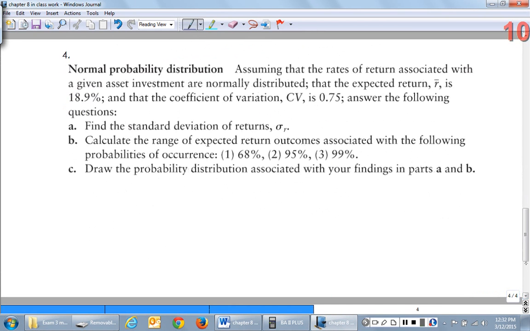And number 4. Here we're going to look at the normal probability distribution. We are assuming that returns are normally distributed and that the expected return is 18.9%. The coefficient of variation is 0.75. So we need to find the standard deviation of returns.